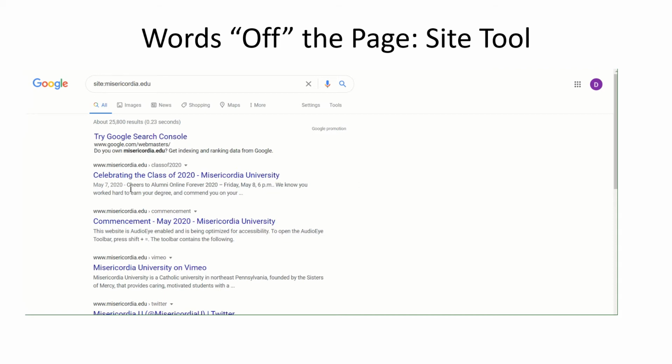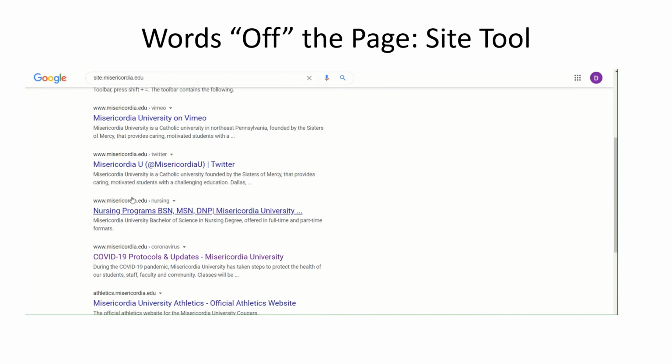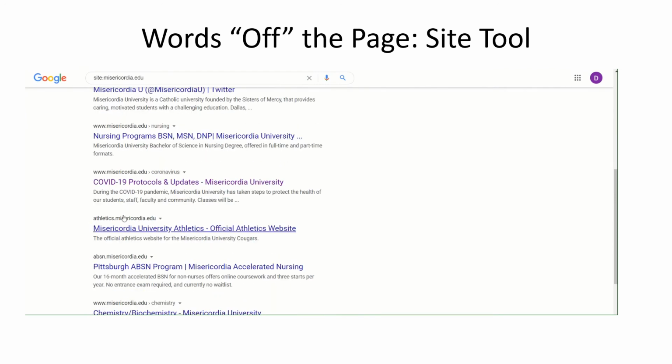Okay, so at first we have www.misericordia, but as we travel along, look at this one, athletics.misericordia.edu. There's no W's there. So in general, I normally skip the W's and just put the rest of the URL. Now let's take a better look here.